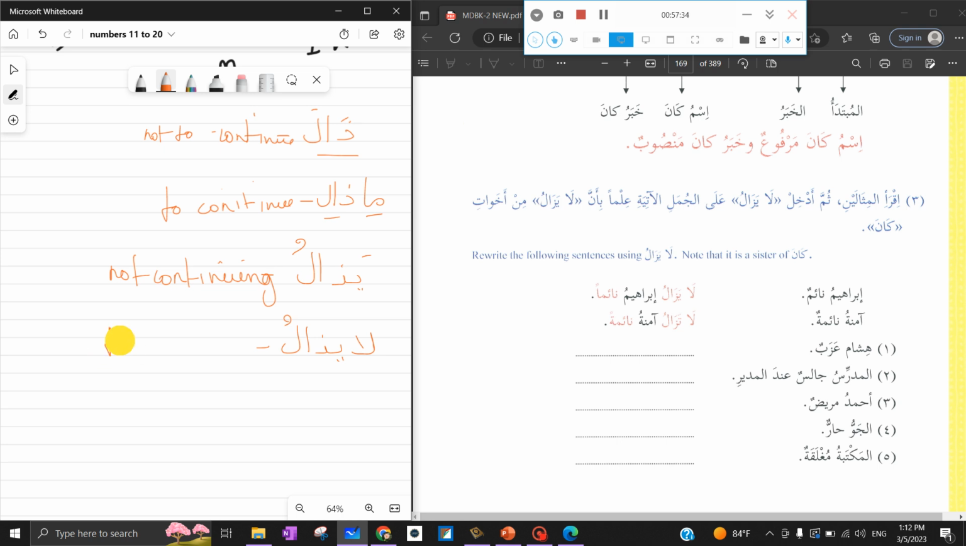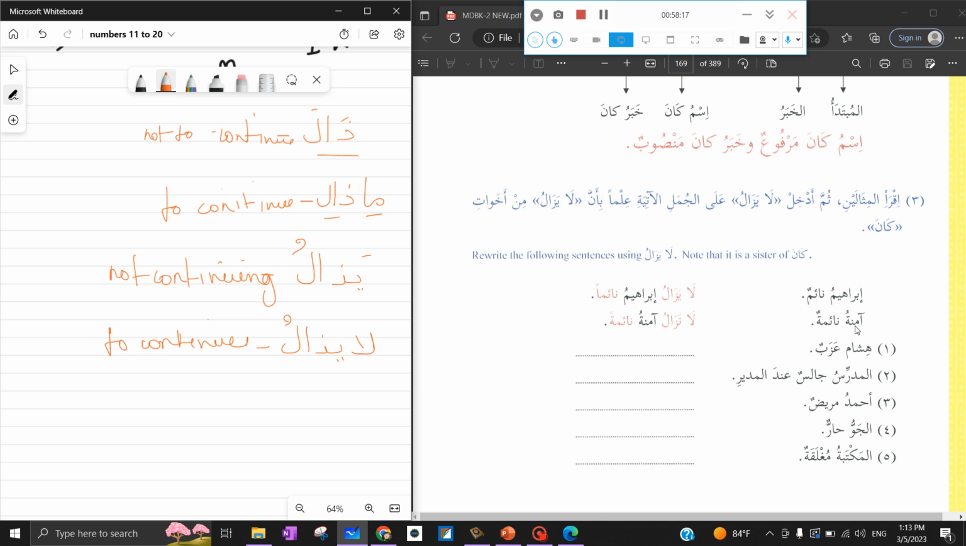To continue. Okay, so this is the meaning, and let's see the examples. Ibrahim naim means Ibrahim is sleeping. This is a simple nominal sentence. Now, if I want to say he is still sleeping right now, in present, what will you use? You will use the present tense, la yazalu. That means he is still continuing sleeping.